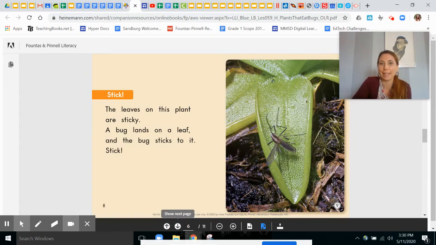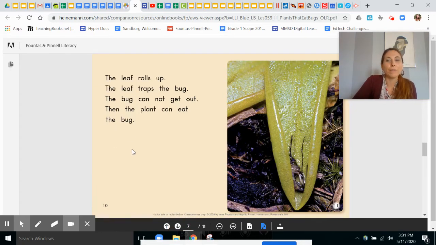Oh, here's another way that plants catch bugs. So here's the heading, stick. Can you say that? Stick. So if something lands, it can't get off because it's sticky. The leaves on this plant are sticky. A bug lands on a leaf and the bug sticks to it. Stick. Can't come off, can it? The leaf rolls up. The leaf traps the bug. The bug cannot get out. Then the plant can eat the bug. Isn't that interesting? It looks like it kind of curls around it to trap it.